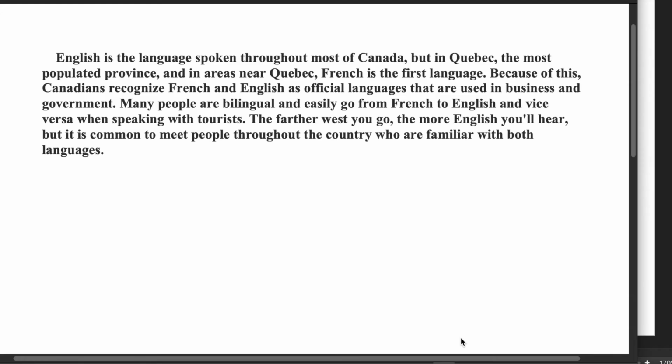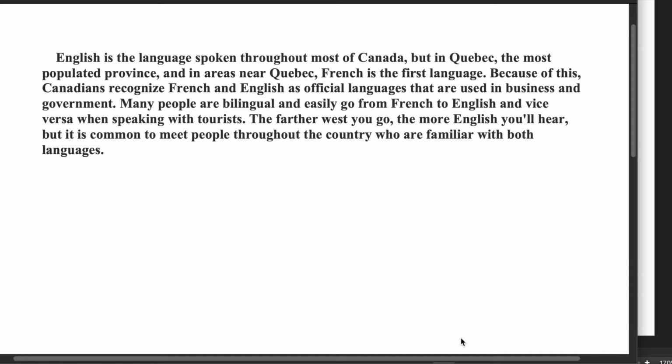Now for an actual example of an expository paragraph, more specifically, an informative paragraph. And again, just to refresh, an informative paragraph is a paragraph that explains a process, describes a category, or provides a long definition of something that might otherwise be complicated. So this is an example that explains how Canada is a bilingual country.